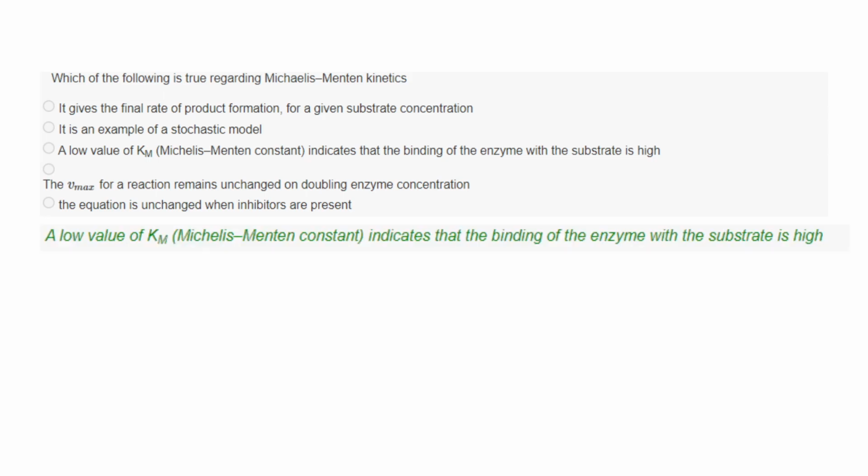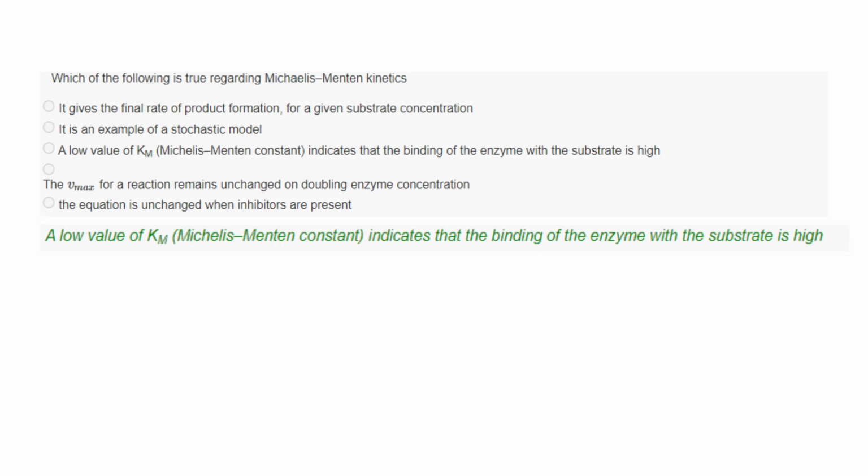So the question is, which of the following is true regarding Michaelis-Menten kinetics? It gives the final rate of product formation for a given substrate concentration is absolutely not true. It is an example of a stochastic model. No, you cannot infer any kind of statistical information from Michaelis-Menten kinetics. A low value of Km indicates the binding of the enzyme with the substrate is high.